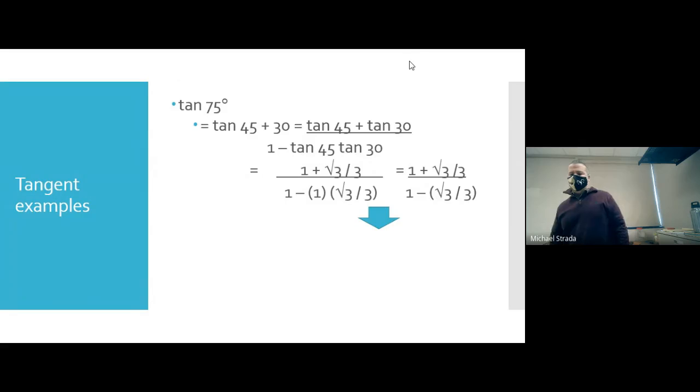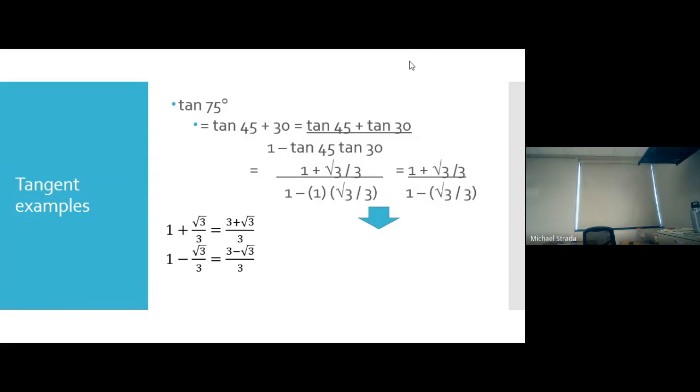So at the end of the day, we end up with 1 plus root 3 over 3 and 1 minus root 3 over 3. Now here's where things get a little tricky in working with the expression. 1 plus root 3 over 3 becomes 3 plus root 3 over 3. 1 minus root 3 over 3 becomes 3 minus root 3 over 3. That's the denominator. So in other words, this goes back to rational expressions last year. We write the numerator and denominator with a common denominator.